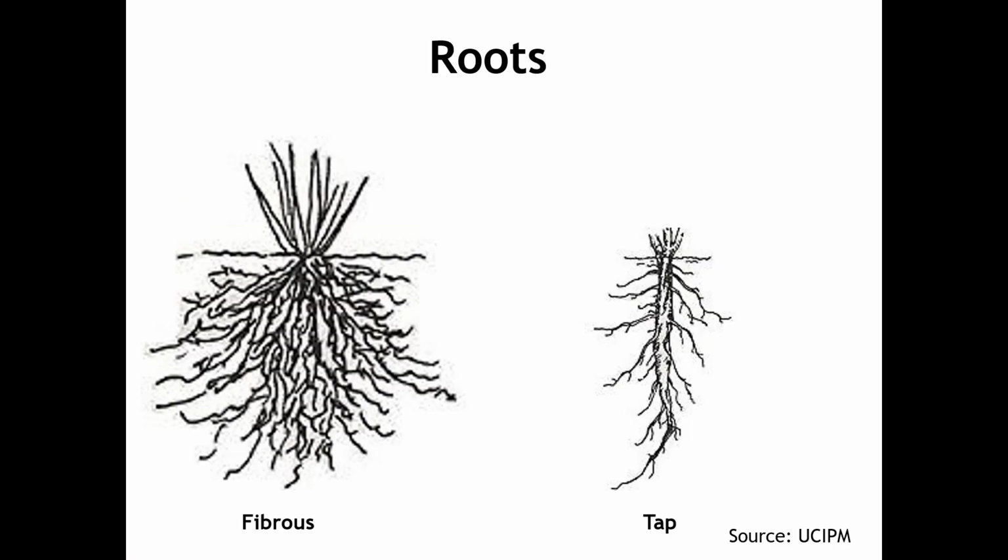The root system can also help us identify the plant. Most of the grasses have a fibrous root system, as you can see on the left, whereas the dicots or the broadleaf plants have a taproot system, as you can see on the right side of your screen.